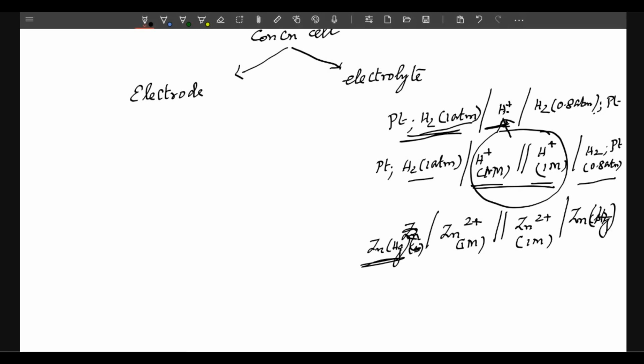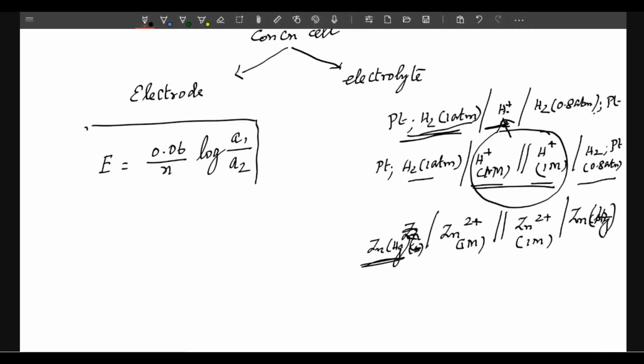And for the electrode potential cell, we have derived the equation E is equal to 0.06, temperature is given as 25 degrees centigrade, by n, the net number of electrons involved in the process, into log of the activity of the anode by the activity of the cathode. Don't forget, this is the equation. Making use of this, we can do problems shortly.